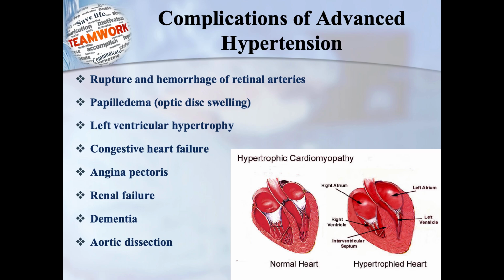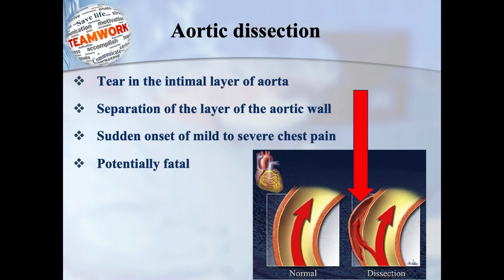Complications of advanced hypertension include rupture or hemorrhage of retinal arteries, papilledema, optic disc swelling, left ventricular hypertrophy, enlargement of the left ventricle, cardiovascular accidents such as congestive heart failure, angina, and MI, renal insufficiency and renal failure, dementia, aortic dissection. This aortic dissection, I want to actually dissect it more and explain it more, because it is a potentially deadly condition where the intimal layer of the aorta could rupture.